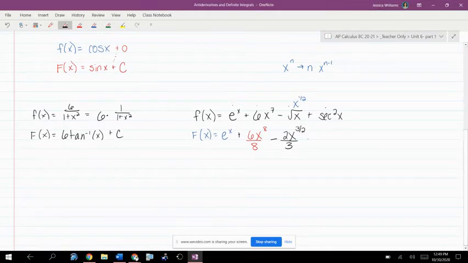Secant squared, do you know it? What did you take the derivative of that gave you secant squared? Tangent plus a constant.